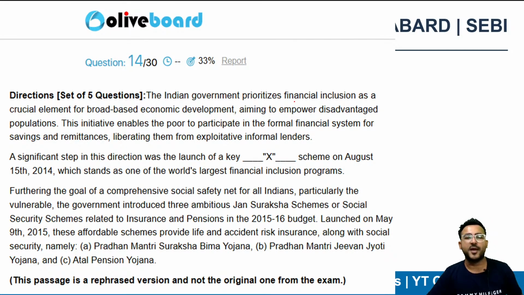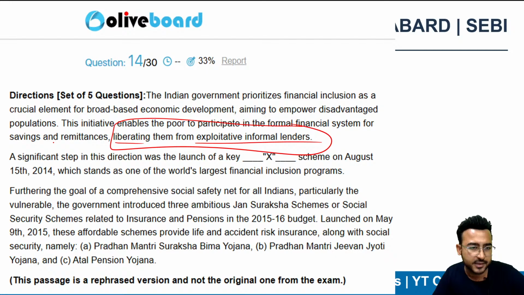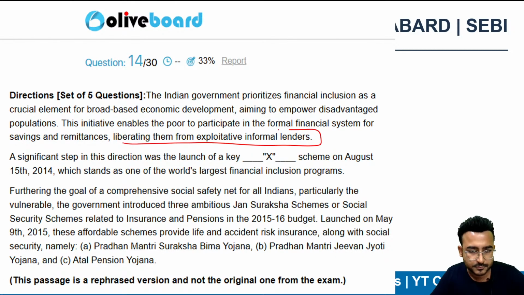The Indian government prioritizes the financial inclusion as the crucial element for the broad-based economic development, aiming to empower disadvantaged population. This initiative enables the poor participants in the formal financial system for the savings and remittance, liberating them from exploitative informal lenders. I have just started marking the keywords, okay?